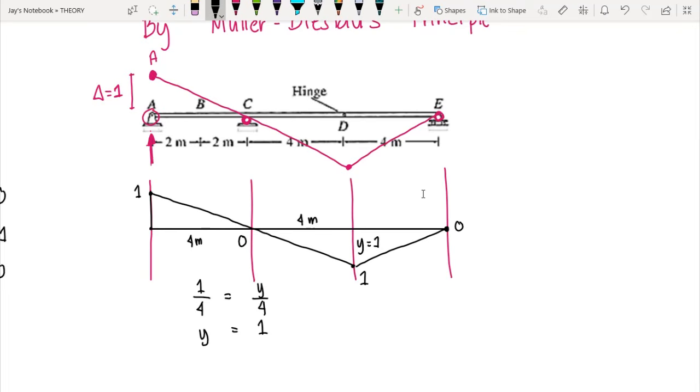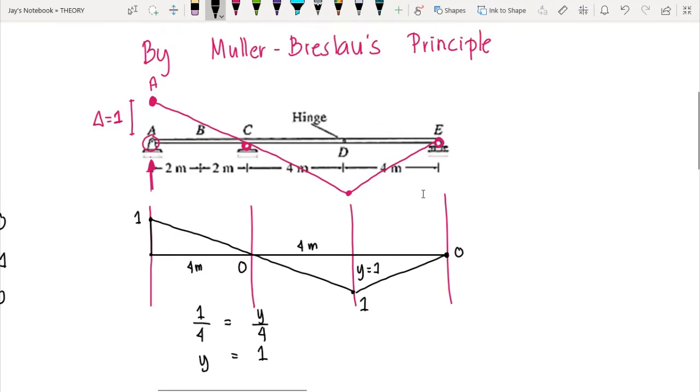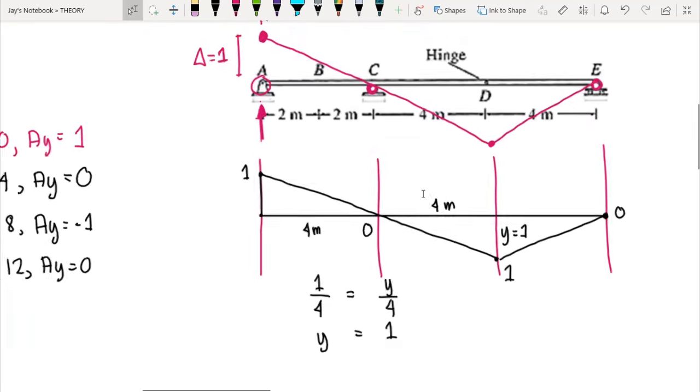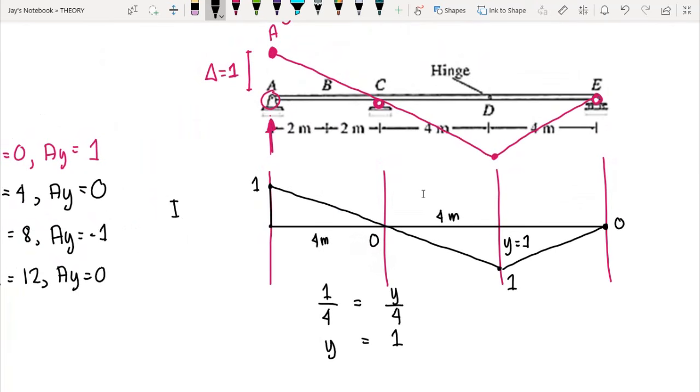So basically, we expedite the procedure on drawing the influence line. That is the principle used by Muller-Breslau. So therefore, this is our influence line for the reaction at A, using method number 2, or the Muller-Breslau's principle.